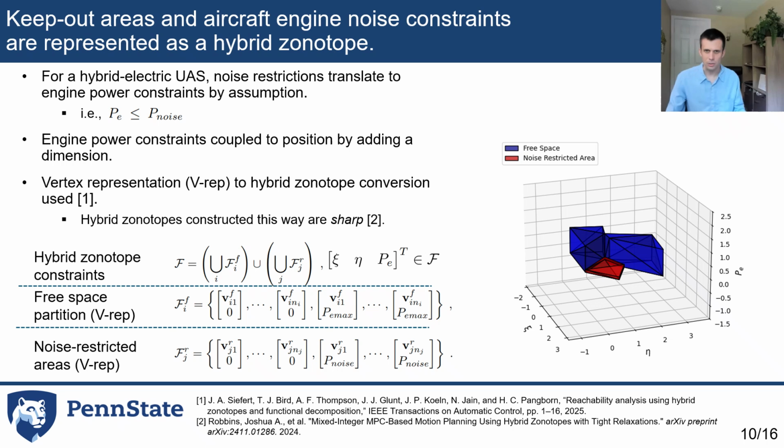So we build this constraint from a vertex representation or V-rep description, and we use a V-rep to hybrid zonotope conversion, which can be found in reference 1 at the bottom of the slide here. And a result from our prior work shows that hybrid zonotopes constructed this way are sharp, which again means that their convex relaxation is equal to their convex hull. And we exploit this property for efficient optimization in our motion planner.